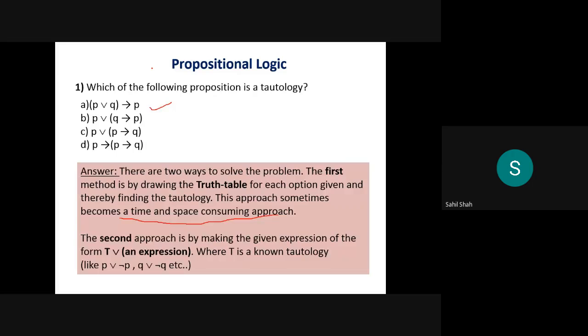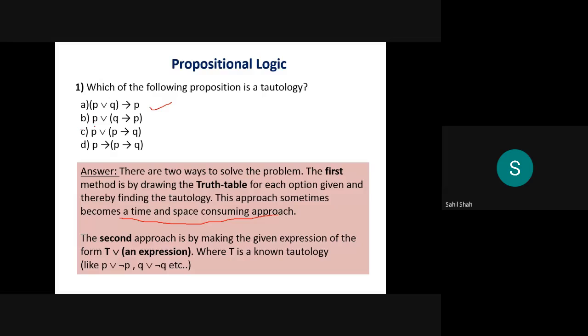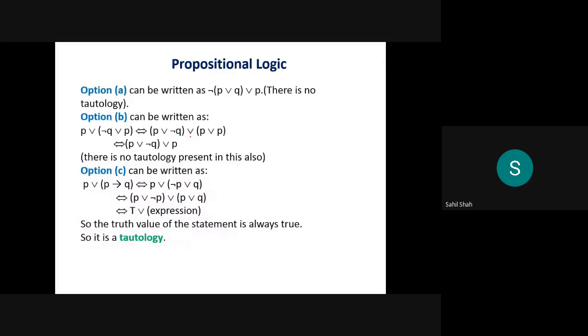Observe that I can write this option A as negation of P or Q conditional P, by eliminating the conditional. So that can be written as negation of P or Q or P. As I am observing here, we cannot further decompose it into tautology T. So there is no tautology. Option B, P disjunction Q conditional P. This can also be written by making use of elimination of conditional. But we could observe that we cannot further decompose it to true. Hence, this is also not a tautology.